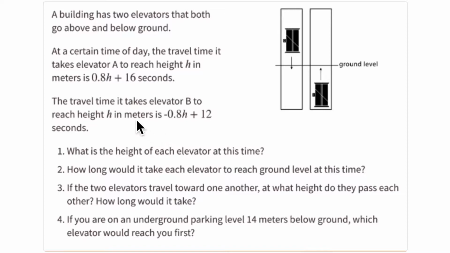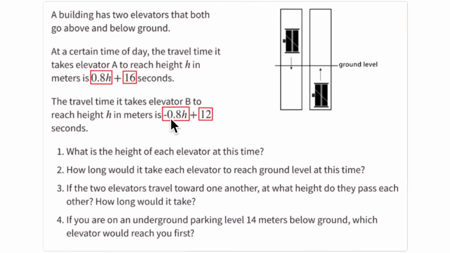Now, one issue is what is the 16? What is the 8/10? This is height. So what's the 12 here, and what's the negative 8/10 here? One thing to understand is that this term is a number of seconds, and this is a number of seconds, it's 16 seconds. So 8/10 times the height gives you an amount of time, and you add that to the 16 seconds, that gives you the total time. And the negative 8/10 times the height gives you an amount of time, and you add that amount of time to 12 to get the total time that it takes elevator B to move.